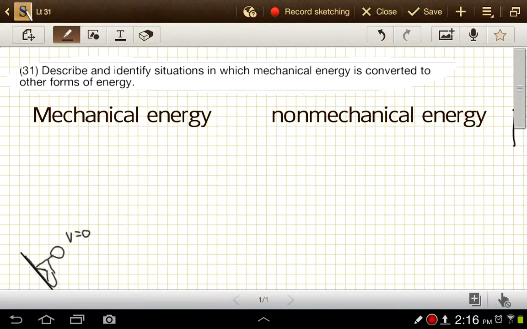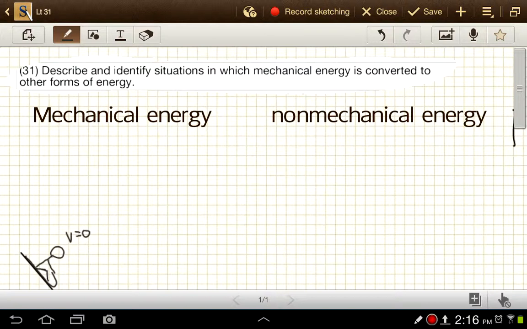Our next learning target for AP Physics talks about understanding situations where mechanical energy is changed into other types of energy. So before we can look at this, we really need to understand what mechanical energy is and what the alternative, non-mechanical energy, is.